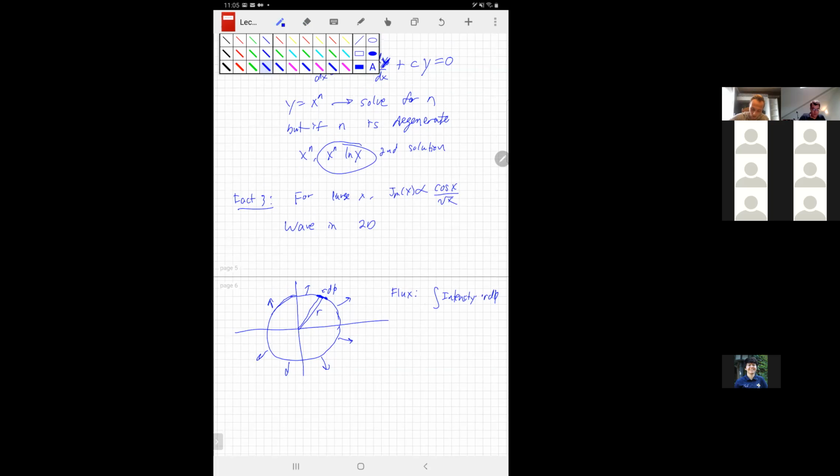And if I've got a source here, something that's emitting light or sound or whatever my wave is, then unless there's something absorbing, unless there's something that's in some way diminishing the amount of energy passing out, I better have that the flux is the same at all distances from the origin.